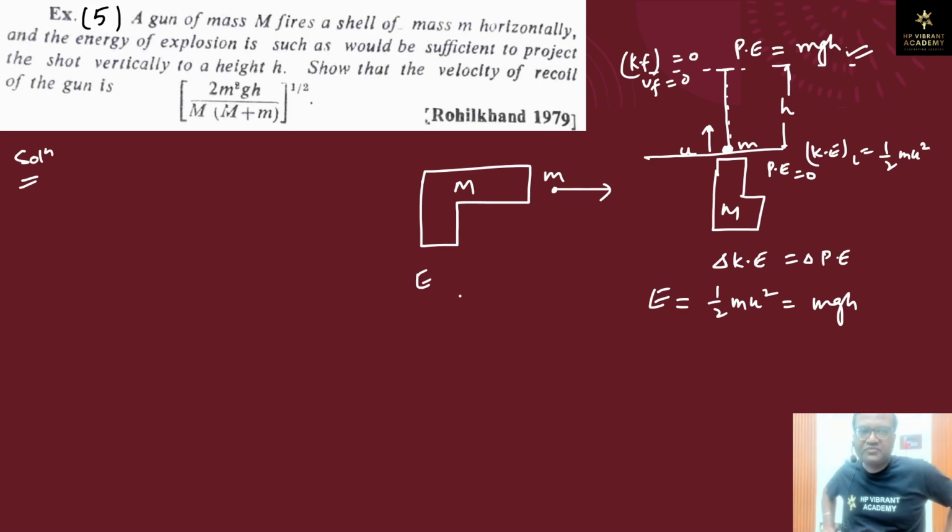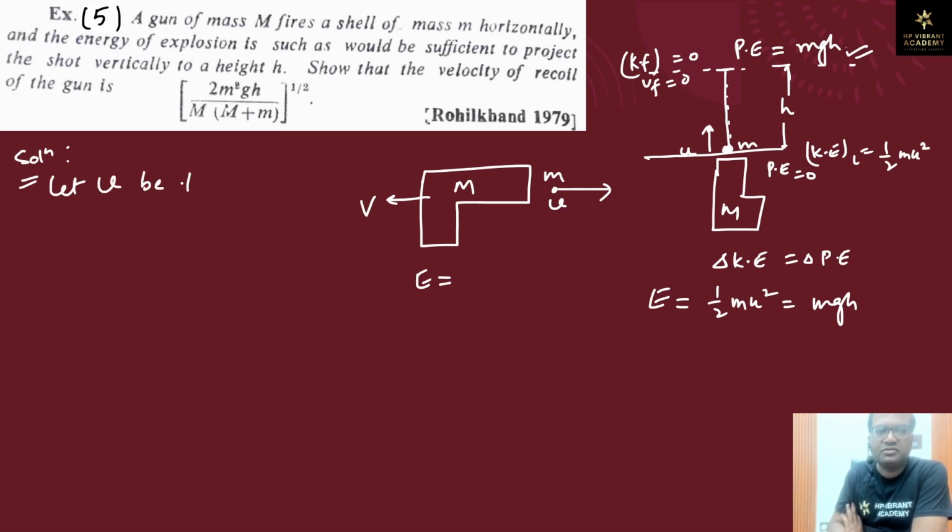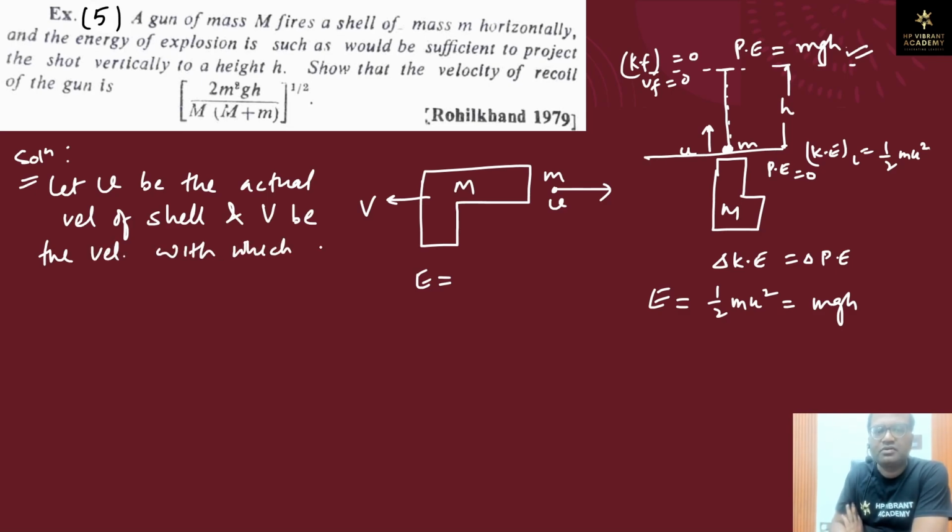generated at the time of firing. Let us consider a small v as the actual velocity of the shell, and capital V as the velocity with which the gun recoils. Okay, so let us write down these statements. Let small v be the actual velocity of shell, and capital V be the velocity with which gun recoils. Okay, so the energy generated will be half mv square plus half capital MV square.